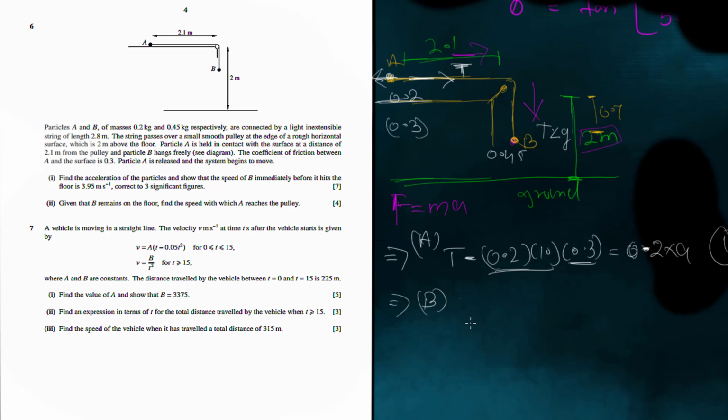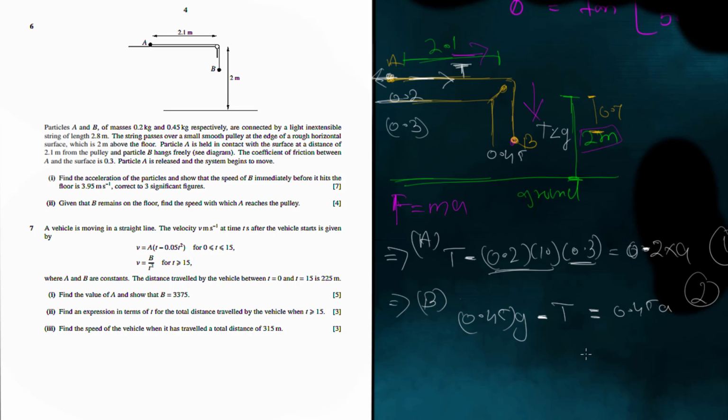The second equation we can write is for B. For B, because it is moving downwards, the weight is more than the tension. So 0.45g, which is the weight of the object, minus the tension is equal to mass, which is 0.45, times acceleration. Again, I'm just using my F equals ma formula and writing down two equations relative to the tensions for particle A and particle B. I have a simultaneous equation situation which I hope you guys are able to solve. You should be able to solve by now.